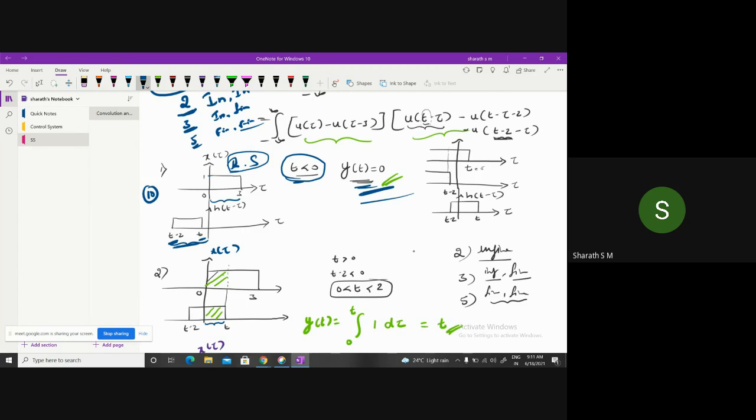In the same way, the ending limit should also not overlap with the ending of the signal. That is the last case. So t minus 2 greater than 3, so that is the last case. T minus 2 is greater than 3. So write down y of t is equal to 0.